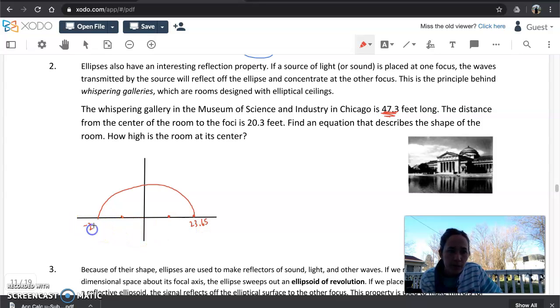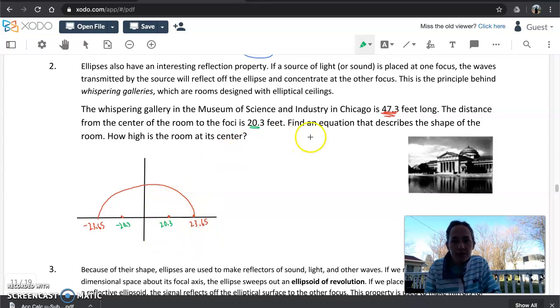Over here, if you want to label by symmetry, because of how we modeled this, you're at negative 23.65. And then I think we have C as well. Center to focus is going to be 20.3 feet. So you're 20.3 feet horizontally positive this way and negative 20.3 feet the other way. So we know a little bit about that picture.